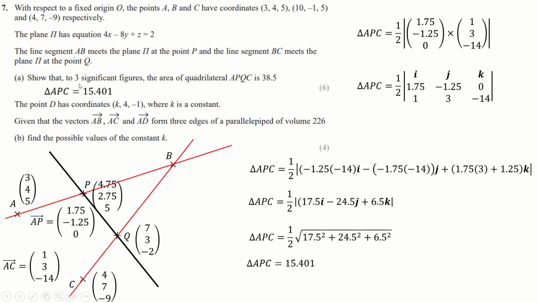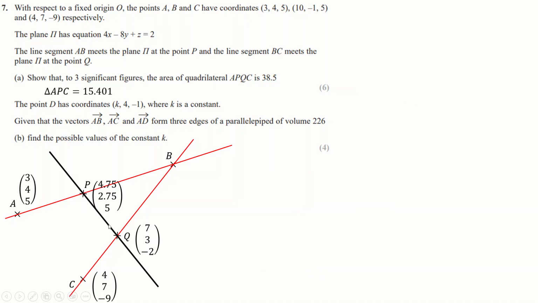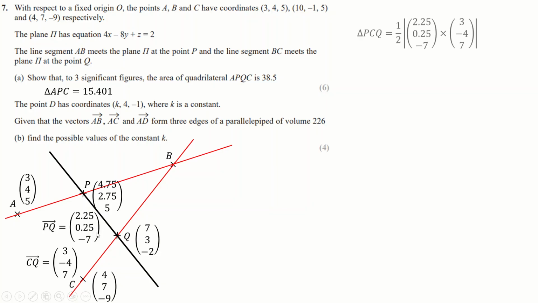So I'll just jot that down, and now I'll find the vector P to Q, or Q to P, it doesn't really matter. So that's going to be 2.25, 0.25, minus 7, and then C to Q, or Q to C, again, it doesn't really matter. This gets you this, and then you can again cross together this and this, which will find the parallelogram, if you find the magnitude of that vector, and then halve it down for the triangle. So it's exactly the same idea.